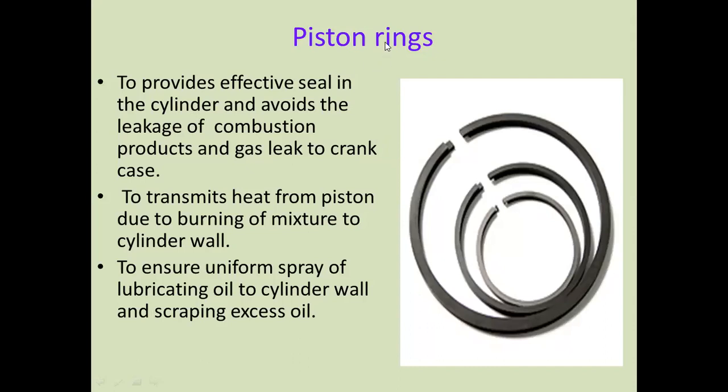Next we can discuss the piston rings. The piston ring is inserted into the piston, and there are two types of rings: compression rings and oil rings. They provide an effective seal in the cylinder to avoid leakage of combustion products and gas leaking to the crankcase. They also transmit heat from the piston to the cylinder wall, and uniformly spread the lubricating oil on the cylinder wall while scraping off the excess oil.